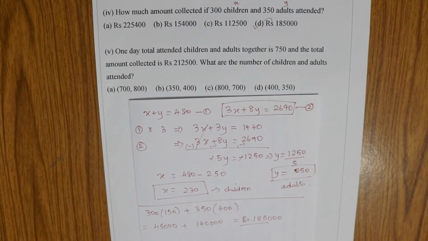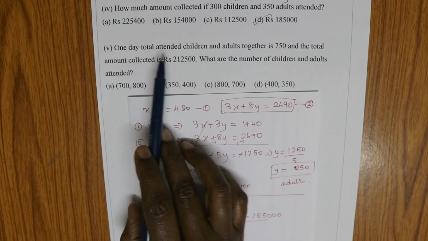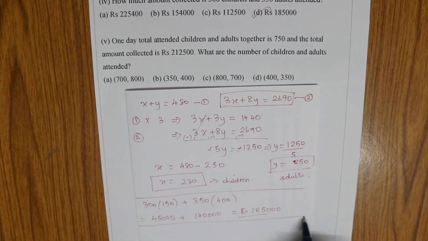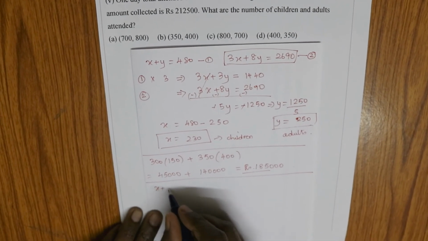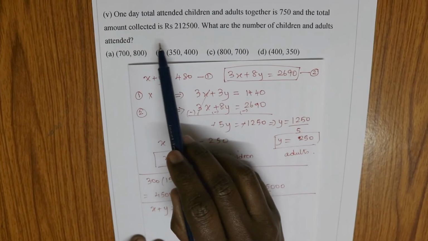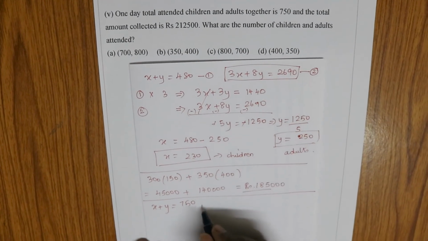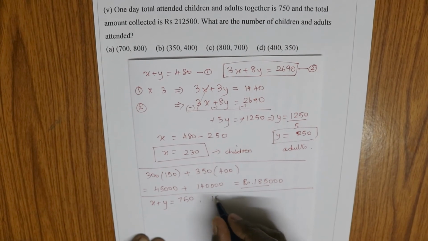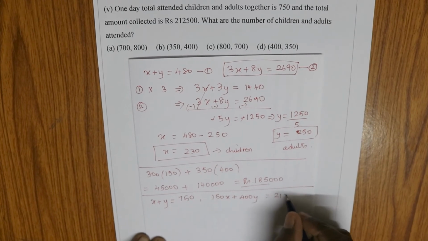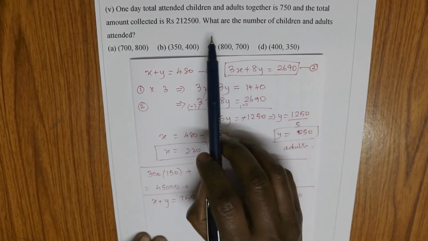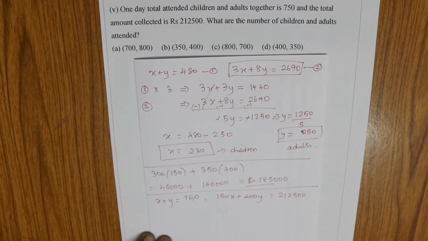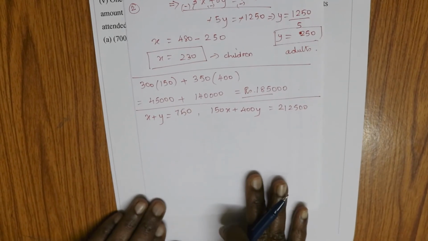Then one more. One day, the total number of children and adults attended together is 750. So one day this happened. The total number of adults and children was 750, and the total amount collected was 212500. So what was the amount for one child? 150x plus 400y. How much was the amount? 212500. Now the question is, what are the numbers of children and adults who attended? So they're asking us to again solve these two equations and tell what x and y are.